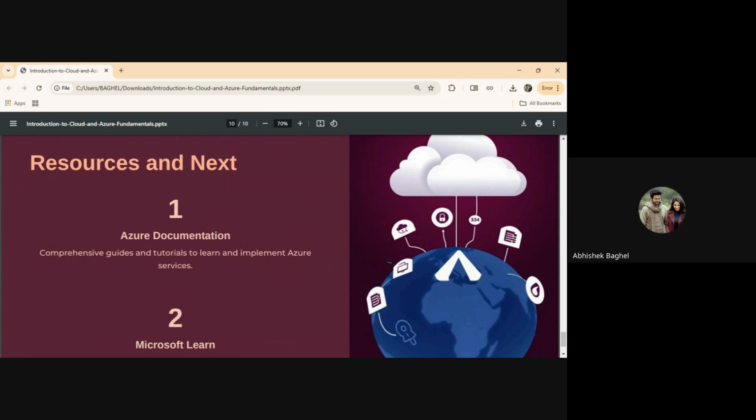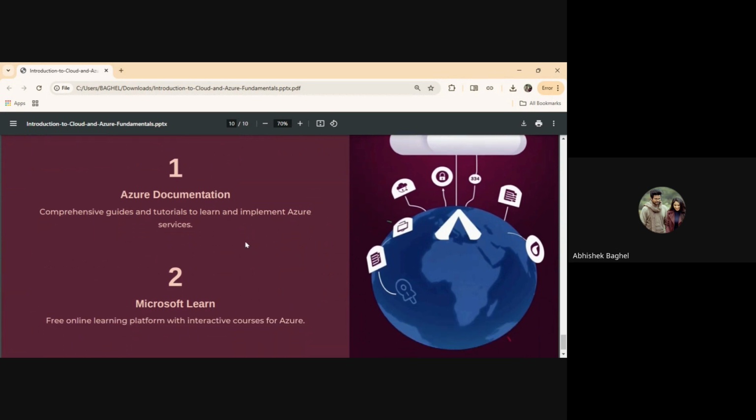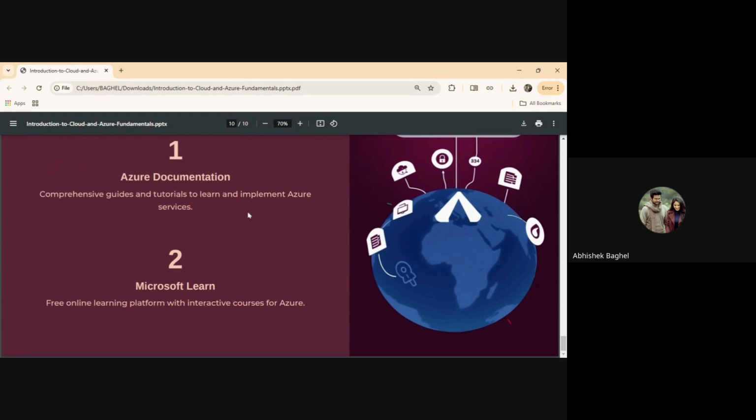Resources: Azure documentation, a comprehensive guide and tutorials to learn. See, documentation of anything shows us the basic terminologies related to that thing. So it will tell us how we can use the things. Microsoft Learn, a free online learning platform with interactive code for Azure. You can search for Microsoft Learn. There are many free things which you can learn about Azure and other cloud platforms also.